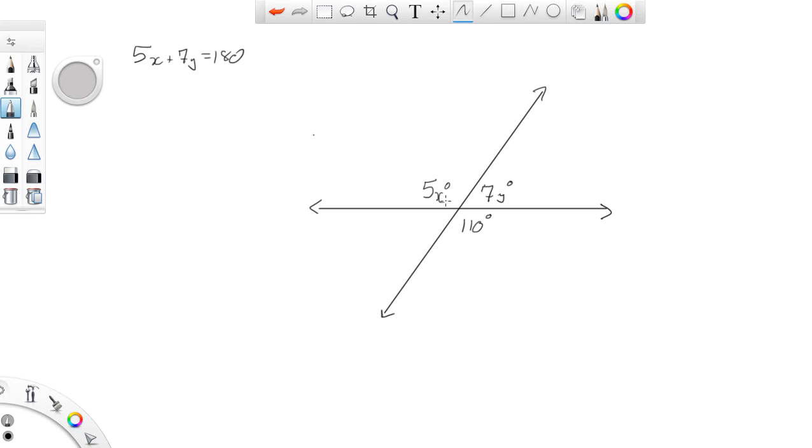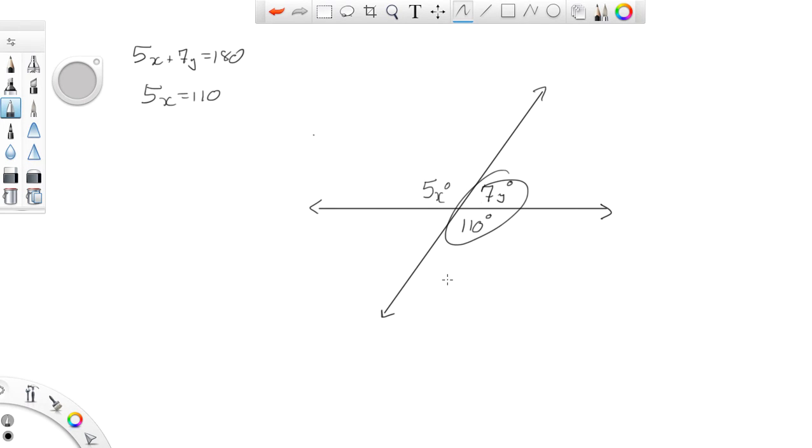For example, I see that 5x and 110 degrees are two angles that are on opposite sides of these intersecting points. These two angles are called vertical angles because they are on opposite sides of these two intersections. So that means that 5x is equal to 110 degrees. So we can say that 5x is equal to 110 degrees.